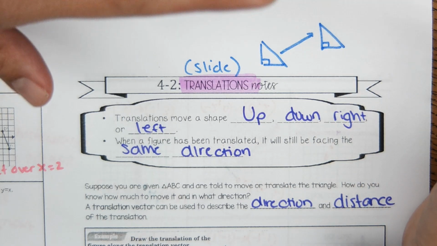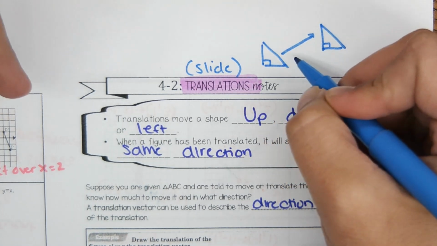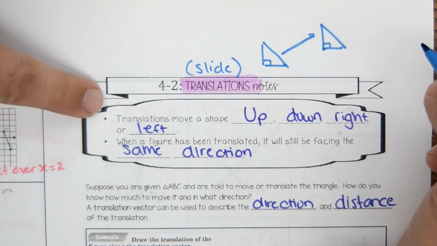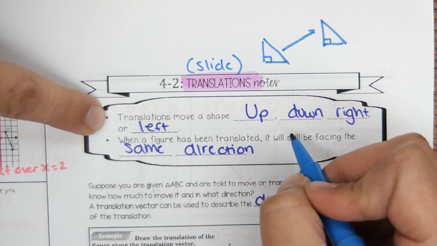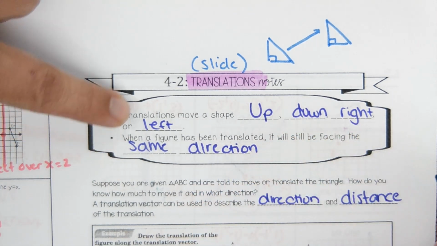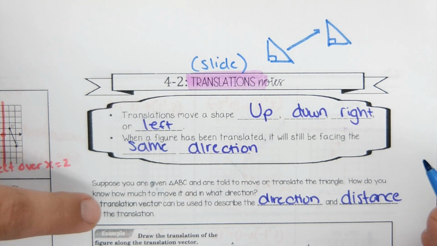So when we do a translation, it's not turning the shape, it's not flipping the shape, it's in the same direction and orientation, it's just in a new location. So a translation moves the shape up, down, right, or left. When the figure has been translated, it will still be facing the same direction. Again, not rotated or flipped, nothing like that.